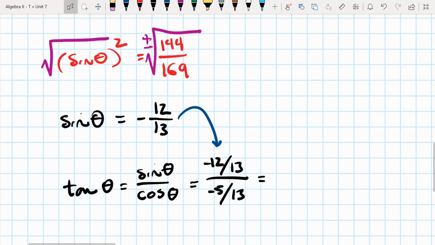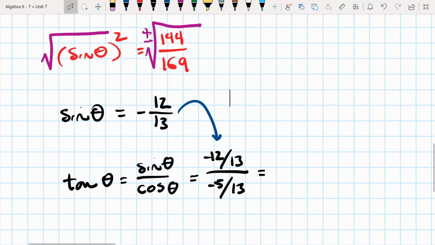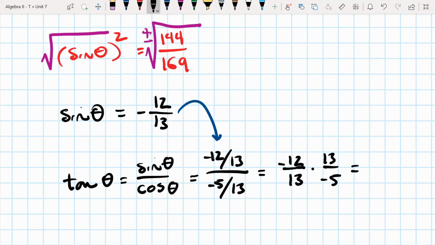Okay, when we have a fraction divided by another fraction, we can take that top fraction and multiply by the reciprocal of the denominator. And then we're going to multiply across. So this becomes, 13s will cancel, so will the negatives, and we get positive 12 over 5. Okay, and that's our final answer.